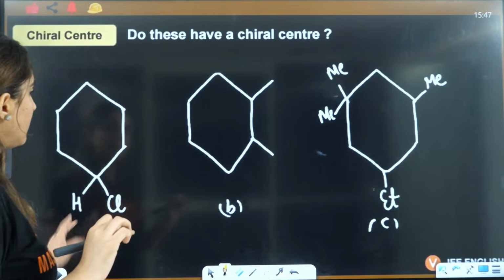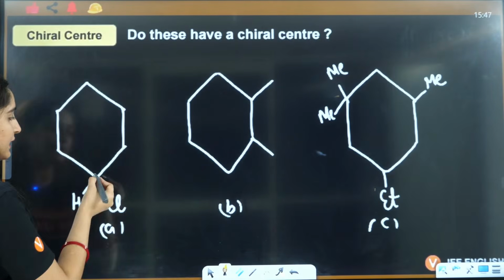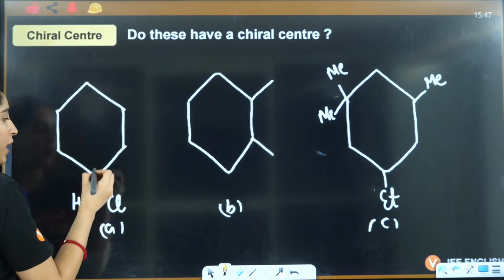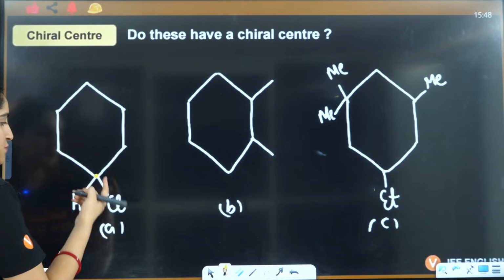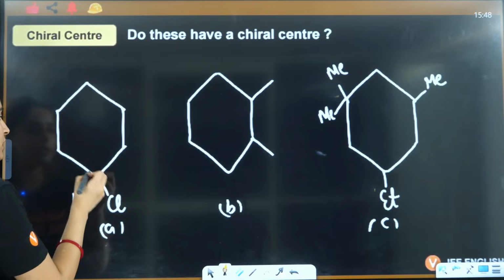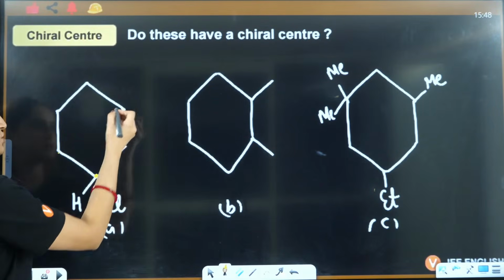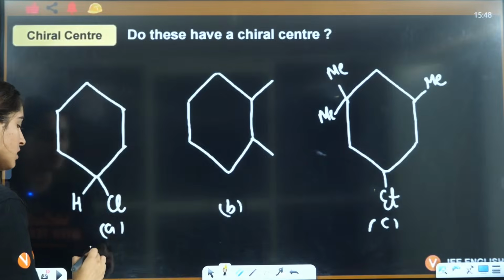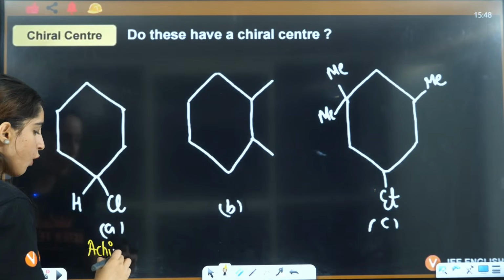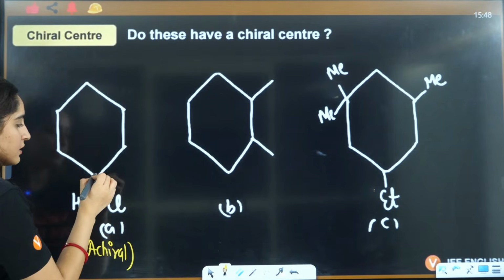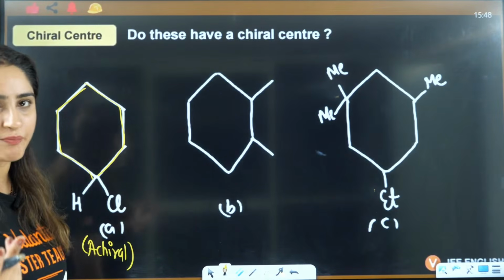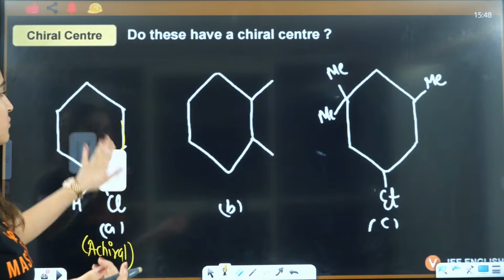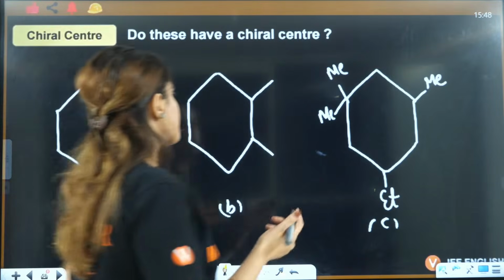Okay. Now let's talk about this one. Here we can see all of them have 2 hydrogens, but in this case, this has 1 chlorine, 1 hydrogen, CH2 same, CH2 same. So this is achiral, because here this environment is same, this environment is same, so that means both the compounds are same, right? What about this one?